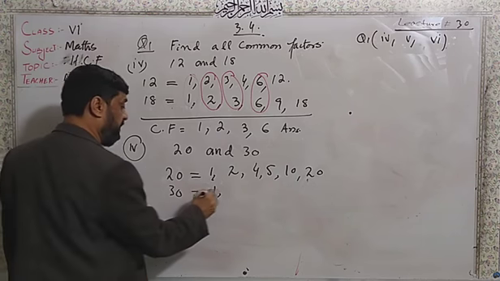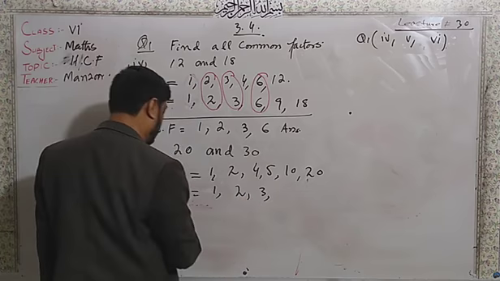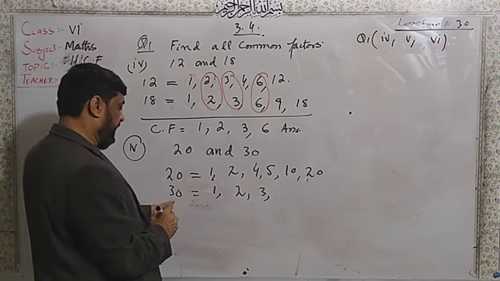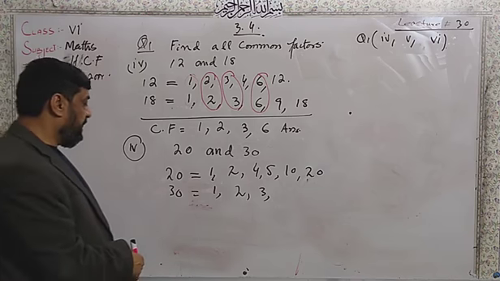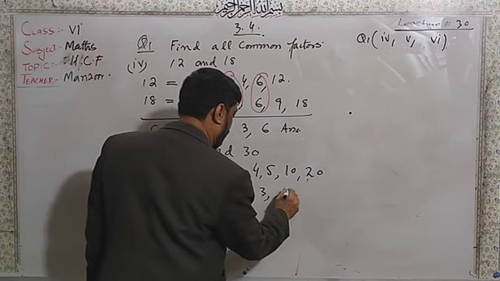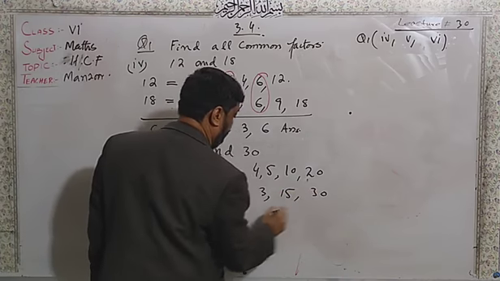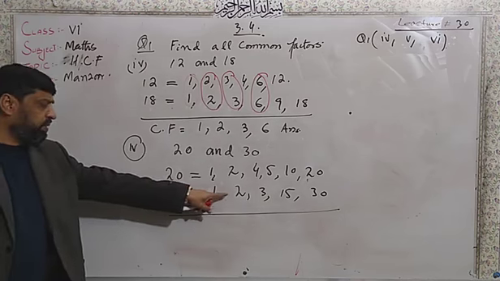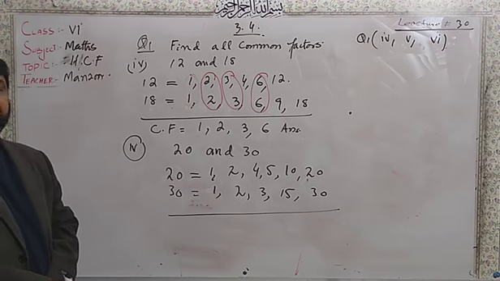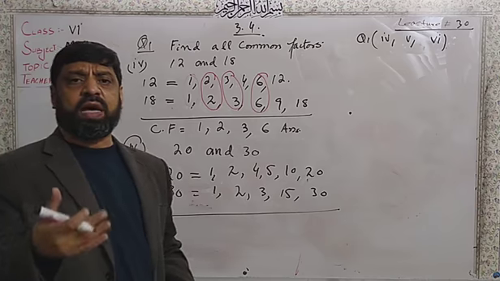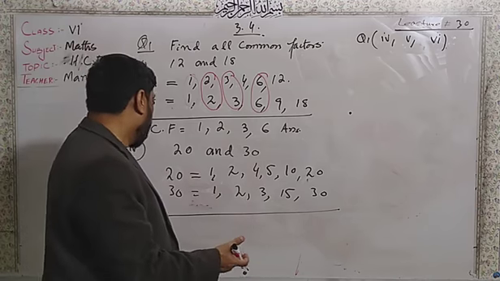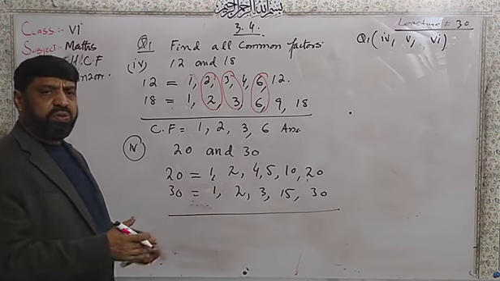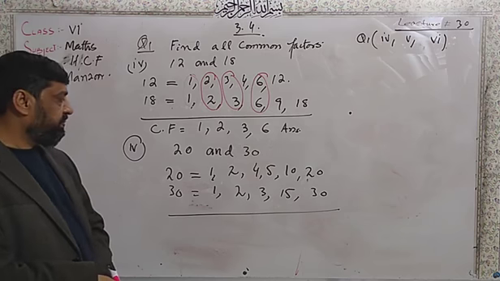1 can divide 30, 2 can divide, 3 can divide, and 4 cannot divide, 6 can divide, and then 15 can divide, and 30 itself. Dear students, if you read the table of 4, 1 time, 2 times, 3 times, 4 times, 5 times, 6 times, 7 times, 8 times, there is no such number that can divide 30.